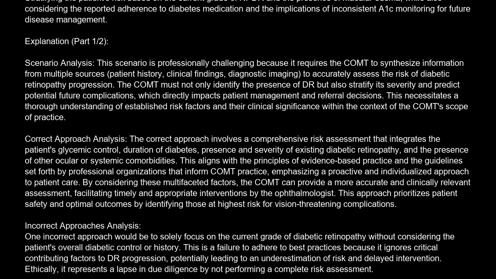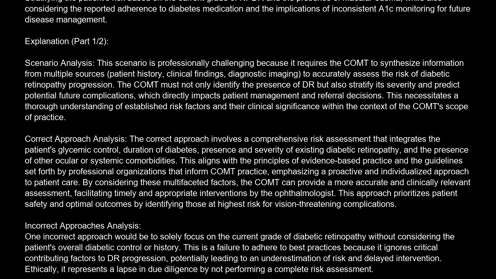Explanation. Scenario analysis. This scenario is professionally challenging because it requires the COMT to synthesize information from multiple sources, patient history, clinical findings, diagnostic imaging, to accurately assess the risk of diabetic retinopathy progression. The COMT must not only identify the presence of DR, but also stratify its severity and predict potential future complications, which directly impacts patient management and referral decisions.